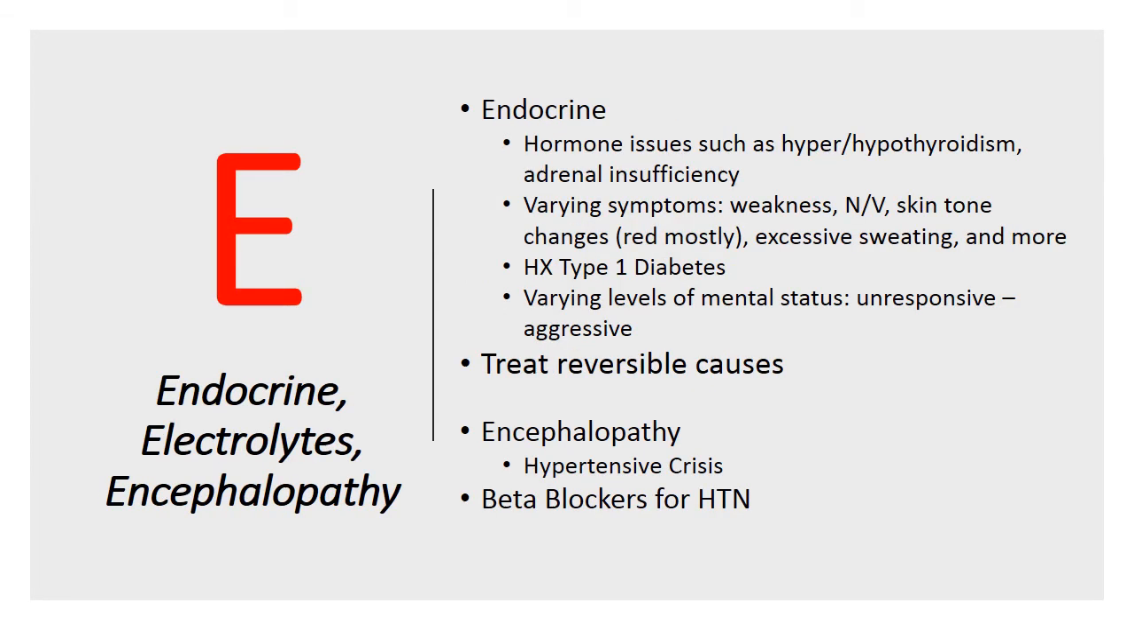Endocrine disorders are mostly related to hormone disorders such as hyper or hypothyroidism. One of the big ones that's talked a lot about is adrenal insufficiency. Even though it's a very rare disorder, they have such a wide variety of symptoms: weakness, nausea, vomiting, diarrhea. They can have skin tone changes where they become really red and flushed. They'll have excessive sweating, which can lead to electrolyte abnormalities, and just a wide array of things.